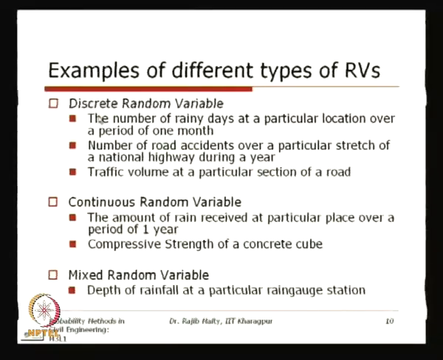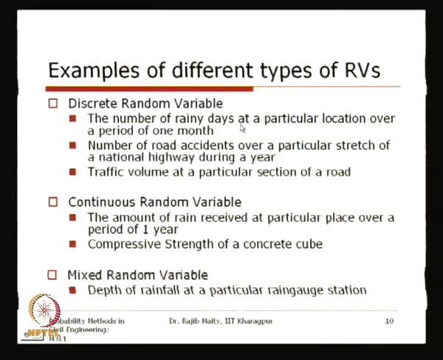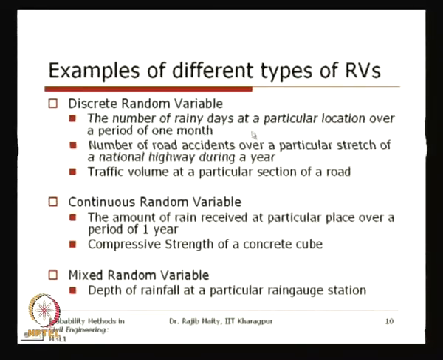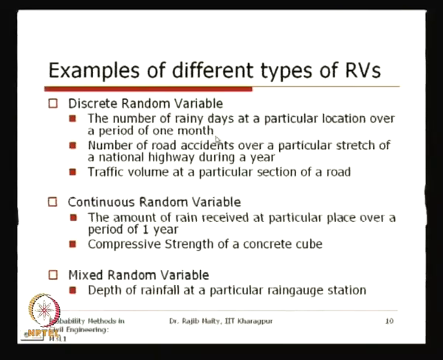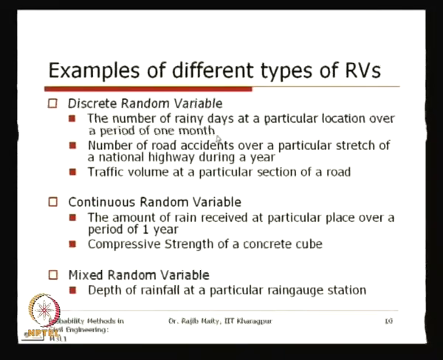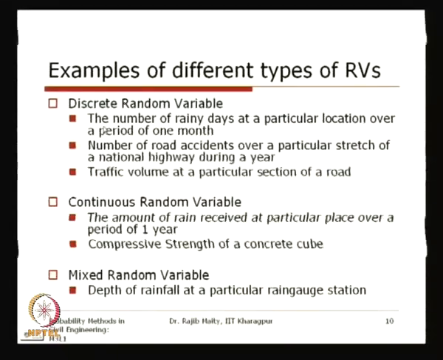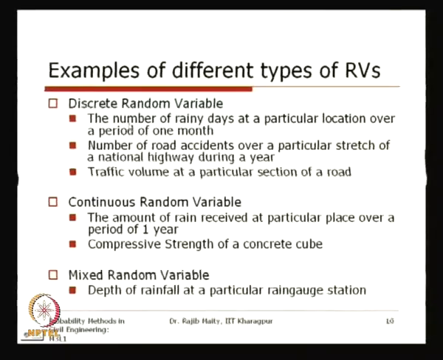The first is the discrete random variable, say the number of rainy days at a particular location over a period of 1 month. It can take only integer values, either 1 day, 2 days, 3 days, up to 30 days or 31 days, whatever may be the case, but it can never take any value in between two integers. As this can take only some specific values, this is an example of a discrete random variable.